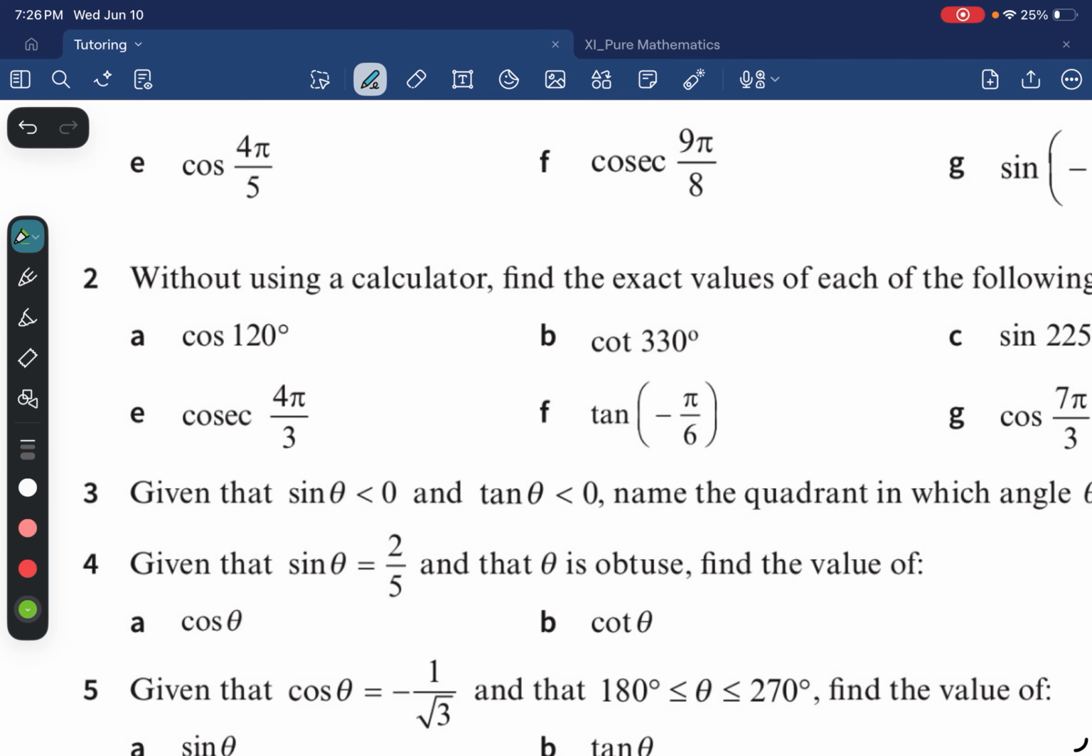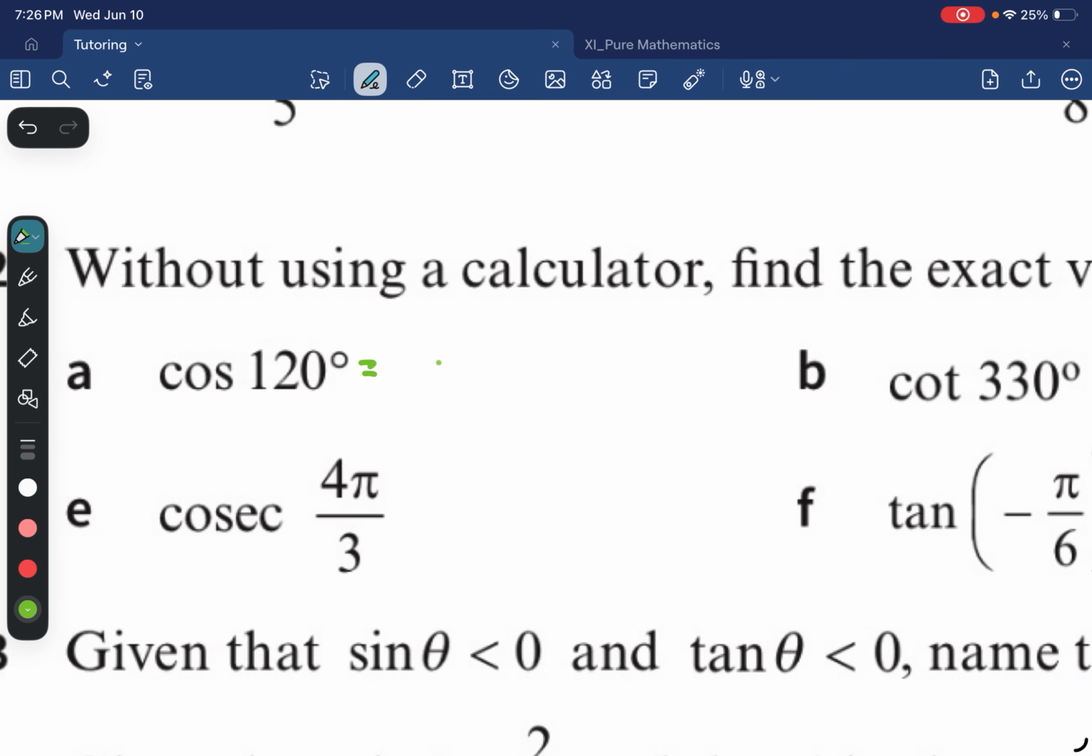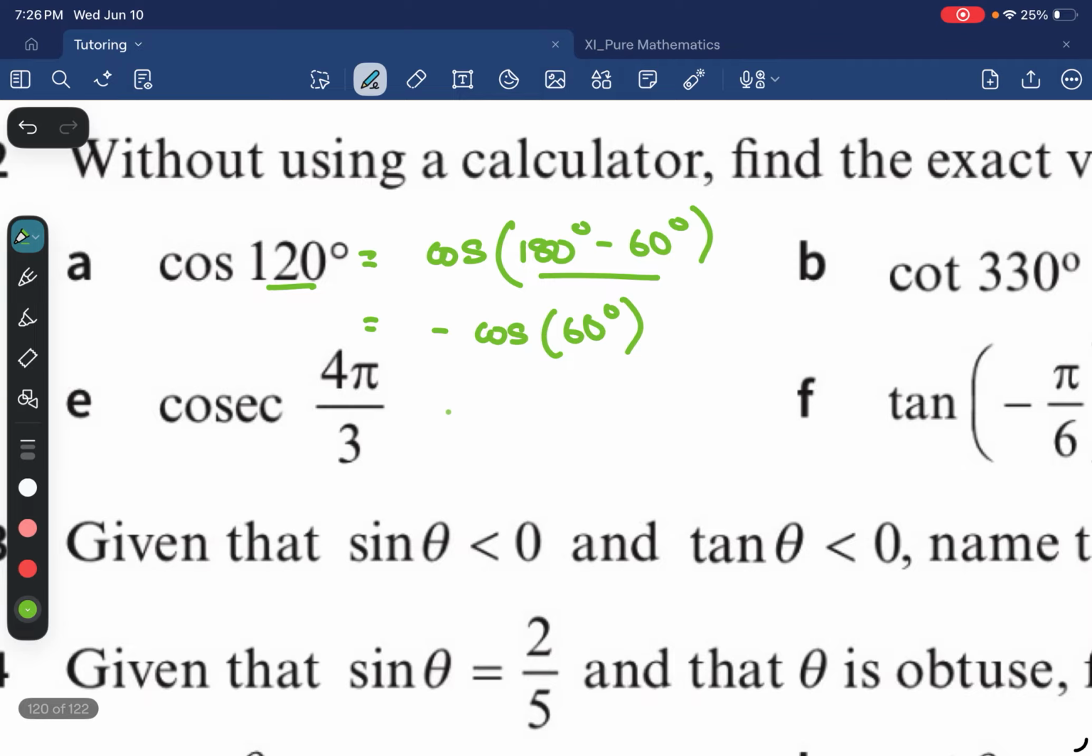Without using a calculator, find the exact values of each of the following. All right, it's the same process. So cos 120, I can write 120 as 180 degrees minus 60 degrees. And remember, this is in the second quadrant. Keep cosine as it is. Take the cosine of 60 degrees, and it's in the second quadrant. Cosine is negative. Only sine and cosecant are positive. And that gives you negative cos of 60. Cos 60 is half. So your solution is just negative half.